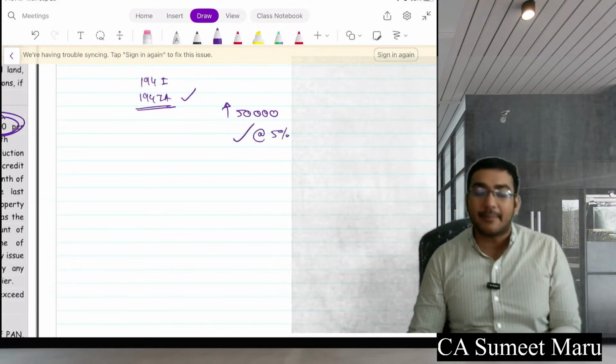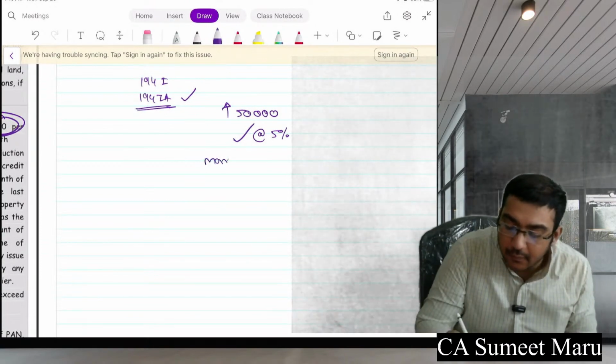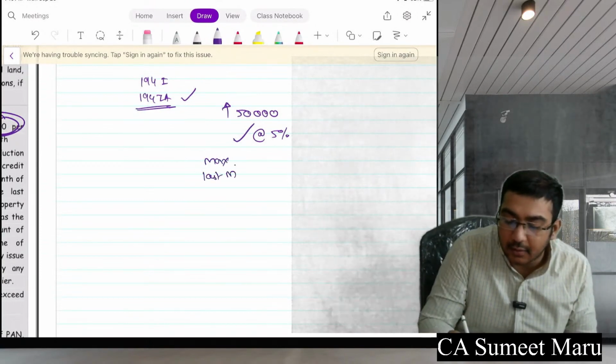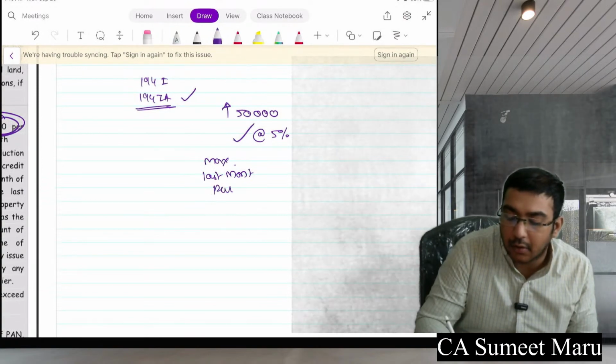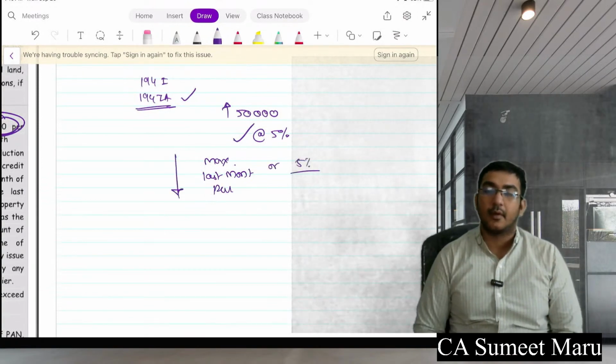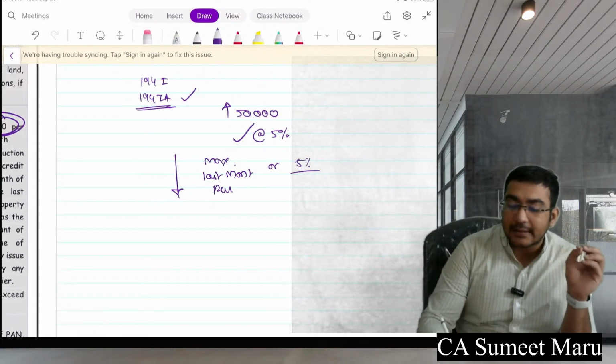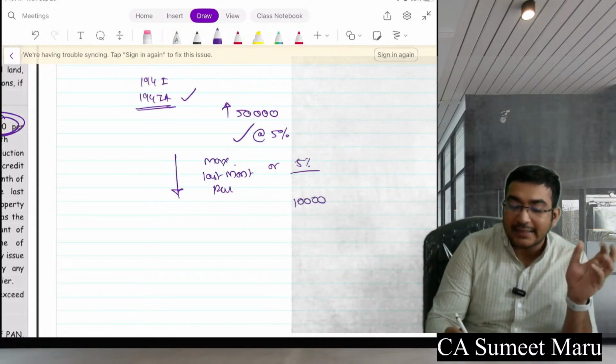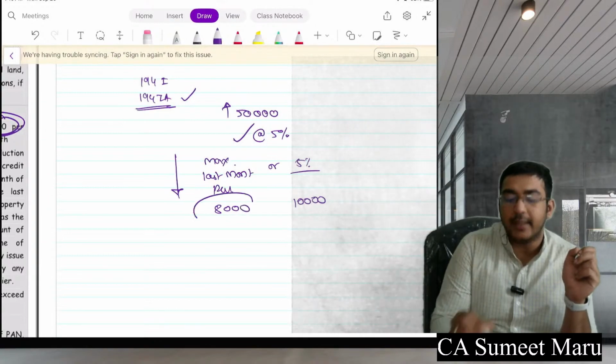But the TDS amount should be maximum the last month's rent or 5%, whichever is lower. So for example, say 5% comes to 10,000 and the last month's rent is only 8,000. So TDS would be 8,000.